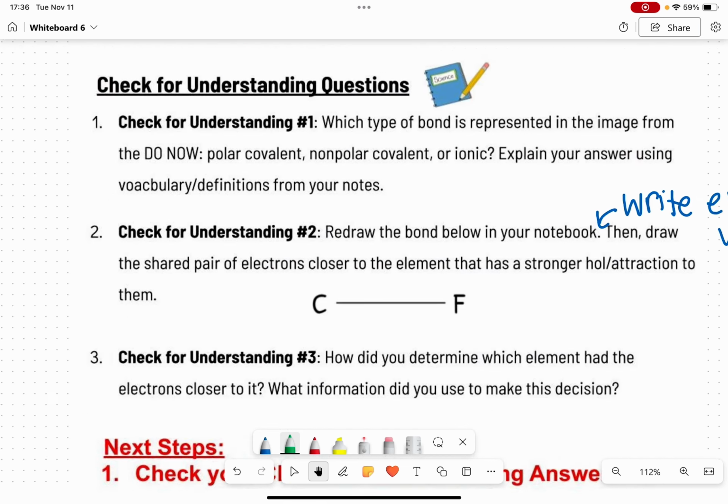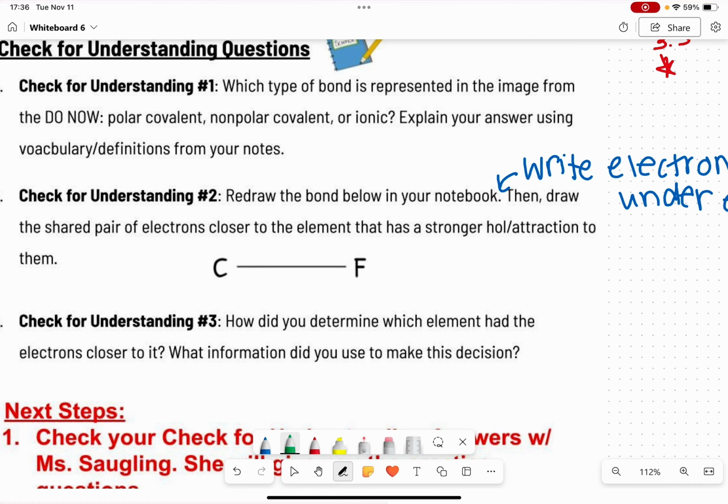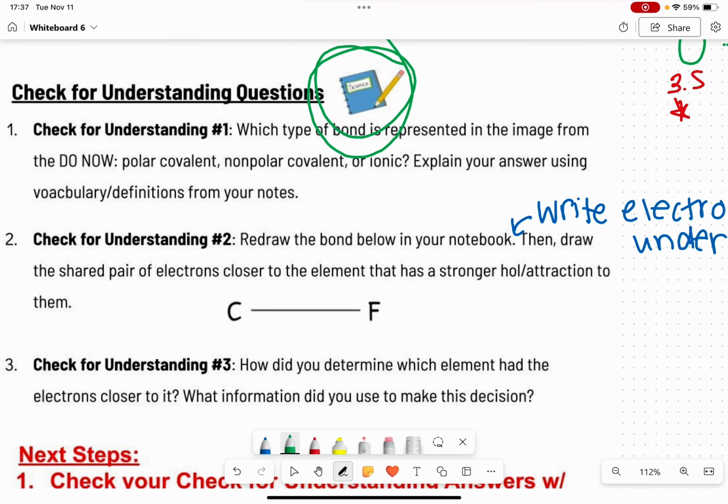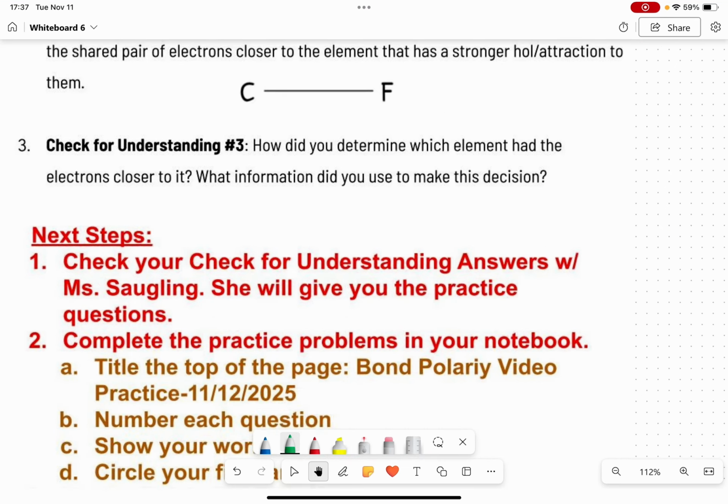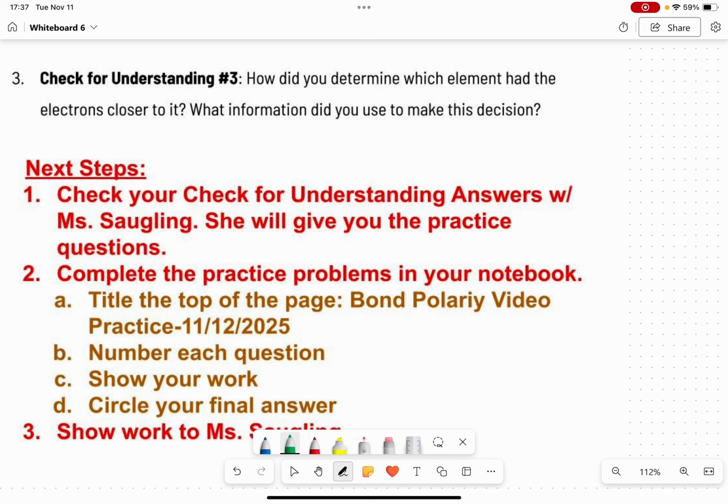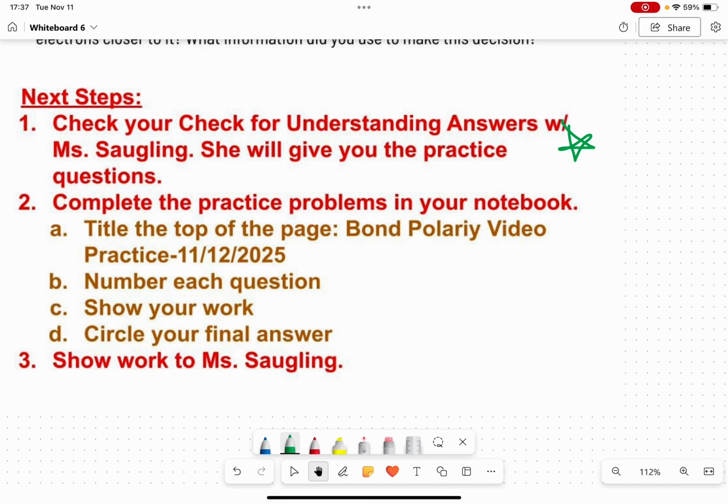Okay. So what I want you to do now is answer these 3 check for understanding questions in the Google form. In your notebook. You're going to answer them in your notebook. Then you are going to check them with me. Once I check them and check your notes, I'm going to give you the practice questions. You're going to complete the practice questions in your notebook.